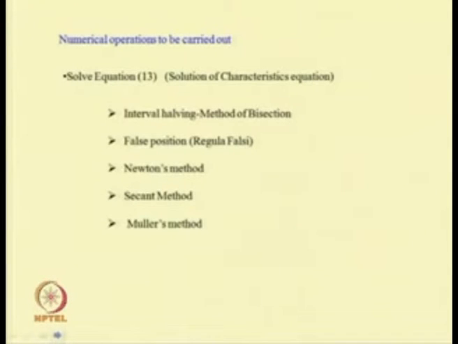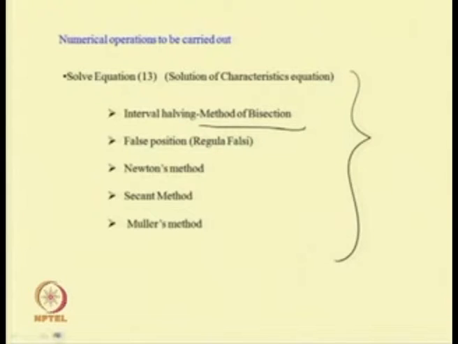First we have to find the solution of the characteristic equation. To find the solution of the characteristic equation, either one can use interval halving or the method of bisection, or false position or regula falsi method, or one can go for Newton's method. One may use the secant method, or one may use the Muller method. Let us consider these methods in detail. So, how can one use the method of bisection.